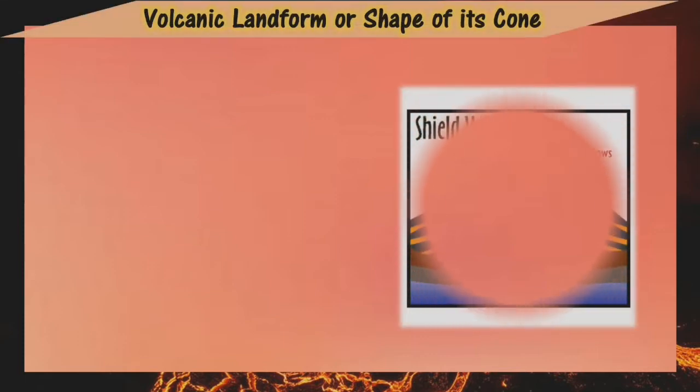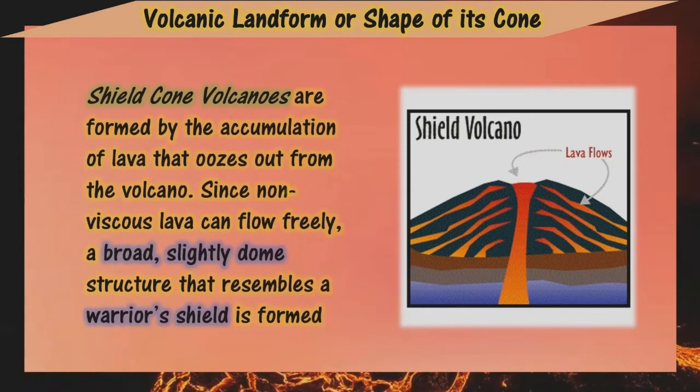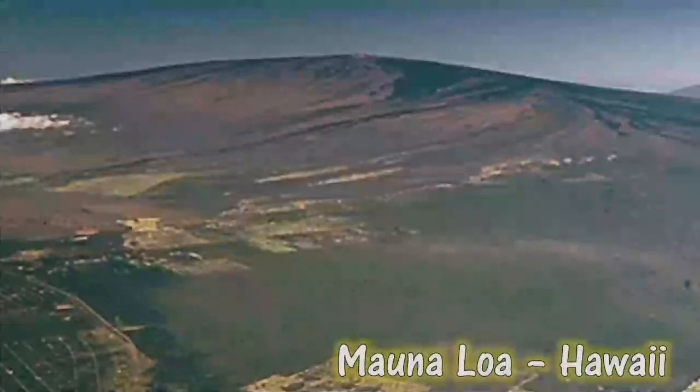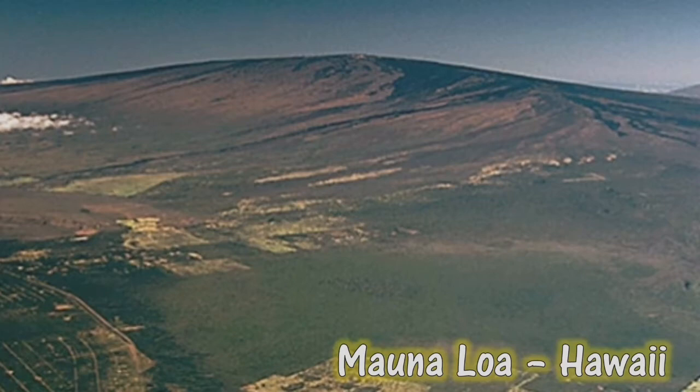The second classification of volcano is based on volcanic landform or the shape of its cone. We have three types of volcanic landforms. The first one is shield cone volcanoes. Shield cone volcanoes are formed by the accumulation of lava that oozes out from the volcano. Since non-viscous lava can flow freely, a broad, slightly domed structure that resembles a warrior's shield is formed. Example, Mauna Loa in Hawaii.